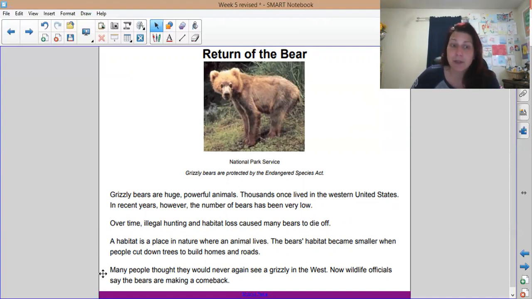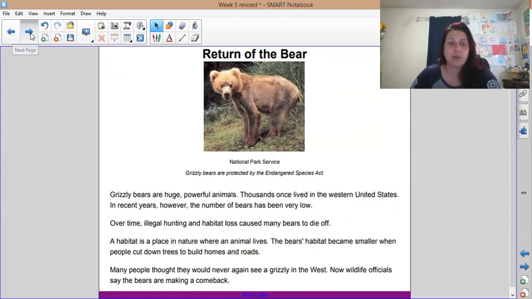Many people thought they would never again see a grizzly in the West. Now wildlife officials say the bears are making a comeback. So let's see how they're doing that. We have done some articles that showed us how scientists and different people with the animal reservations have tried to help increase the population of animals by protecting them, to at least stop it from going down, and then slowly to try to help bring it back up.